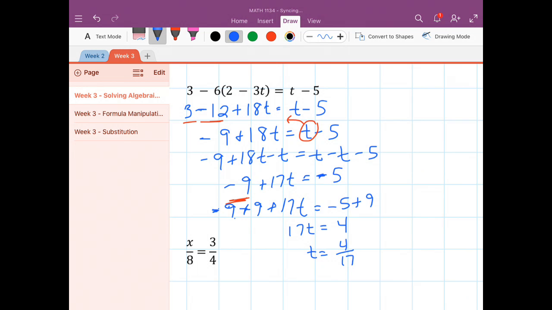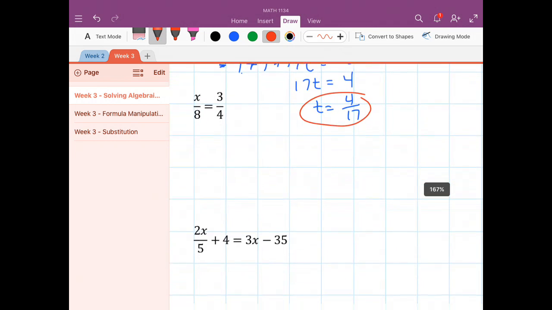Okay. Now, for any of these ones, if you want to check your answer, if you get an answer like this, when I first got an answer like this, I thought, I'm not sure if that's right. To check your answer, you just take that 4 over 17 and substitute it in for t and solve and see if both sides equal out to give you the same answer. We're going to work on substitution in our third video. So you can use that as a way to just check your answer if you're not sure.